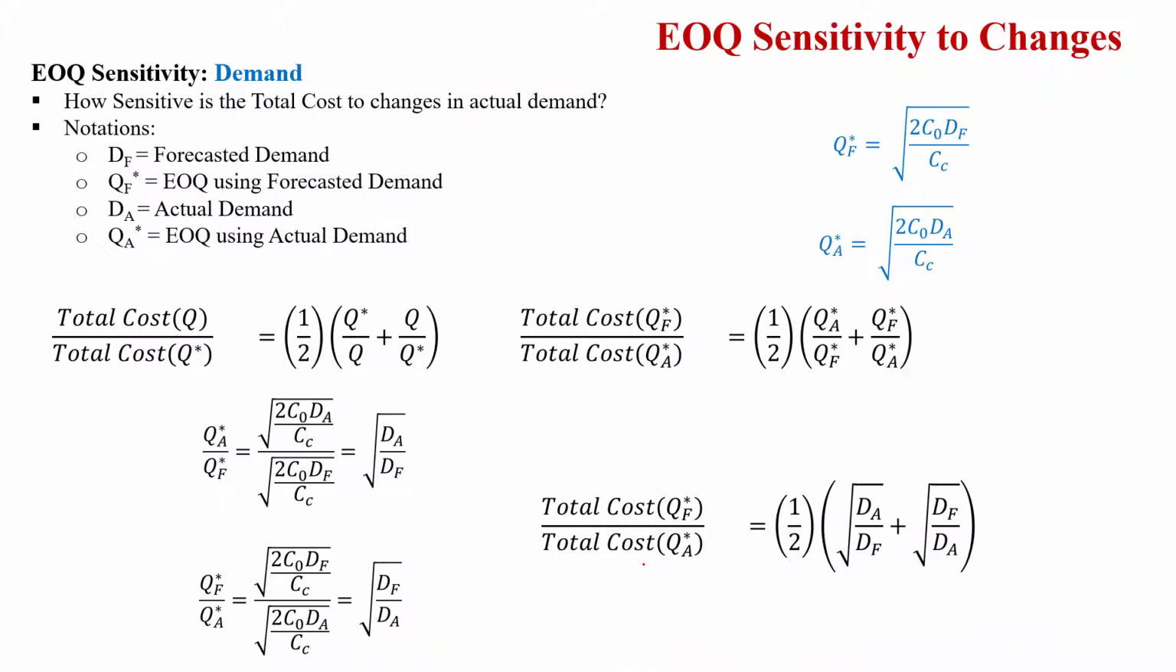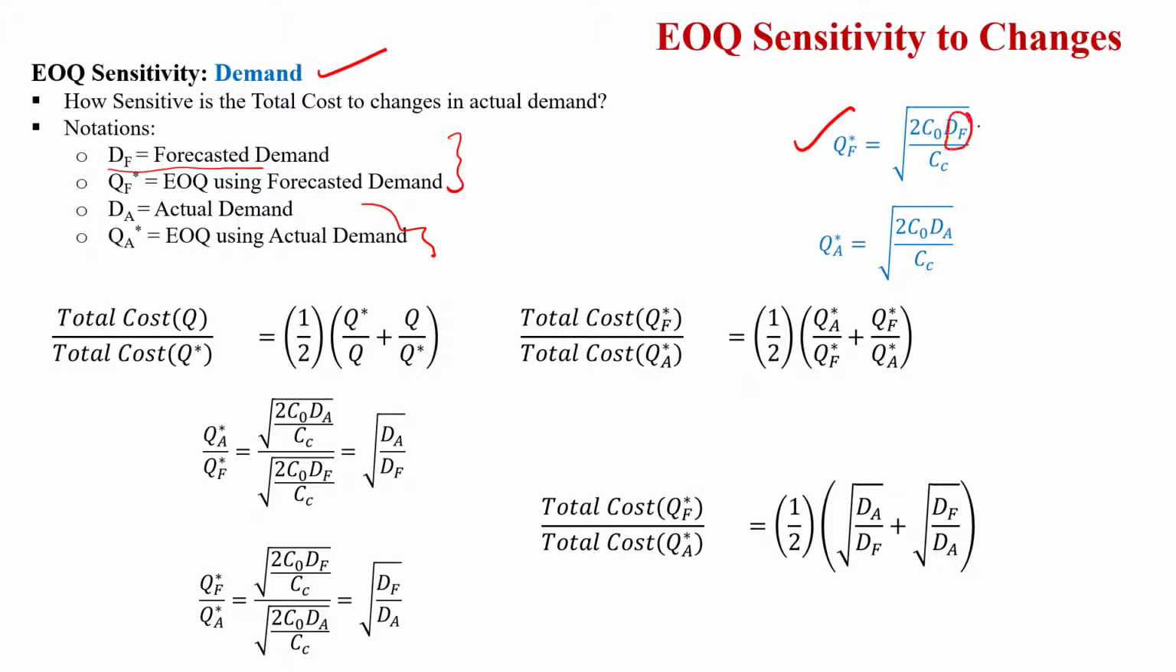Now I am moving towards changing the demand. Instead of using the actual demand, we are using the forecasted demand, or you can say we have made a wrong forecast, whether an over forecast or an under forecast. What is the impact on our total cost? So how can we do that? I am using the annual forecasted demand, and based on the forecasted demand we have written down the optimum order quantity.